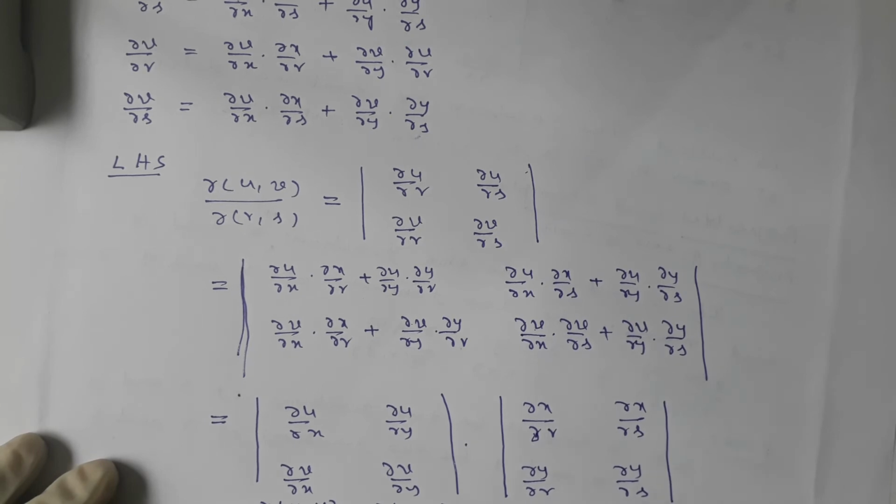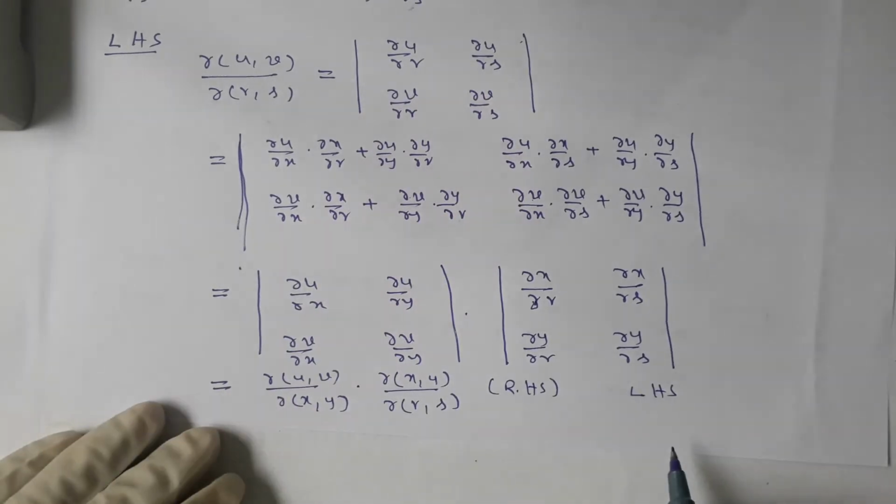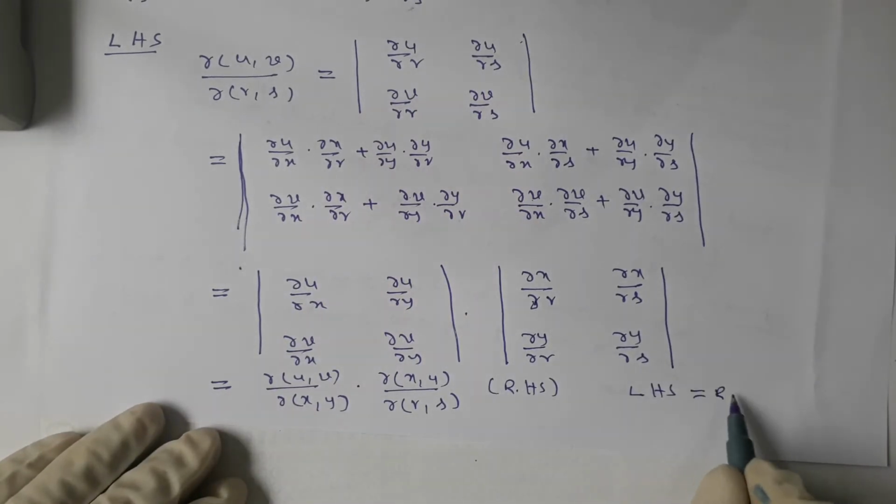So that LHS is equal to RHS. Next, property 2.